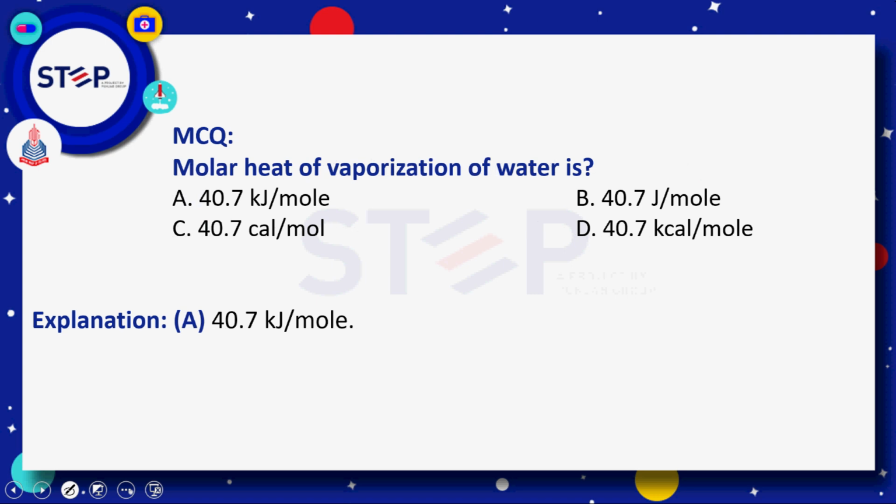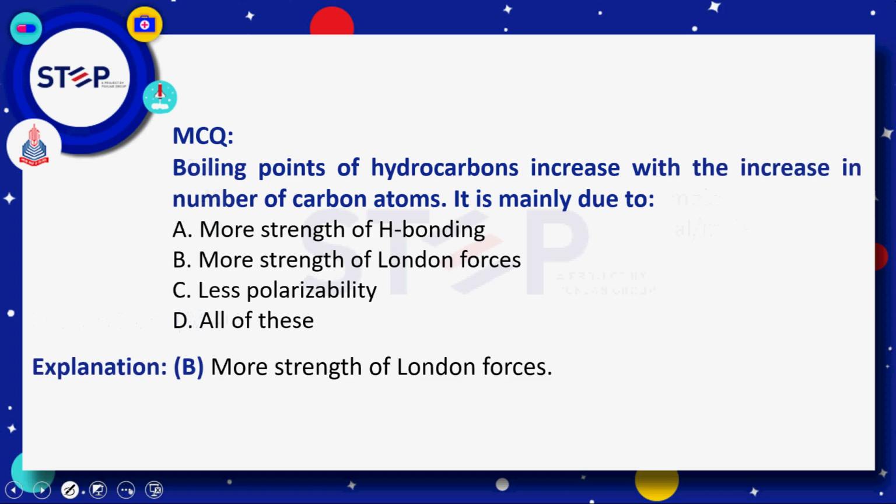Molar heat of evaporation of water is 40.7 kilojoule per mole. The right answer is alpha. The amount of heat required to convert 1 mole of water into vapors is called molar heat of vaporization. Boiling point of hydrocarbon increases with the increase in number of carbon atoms.